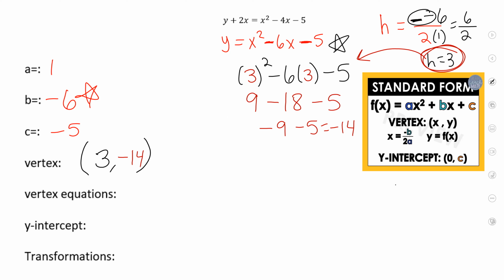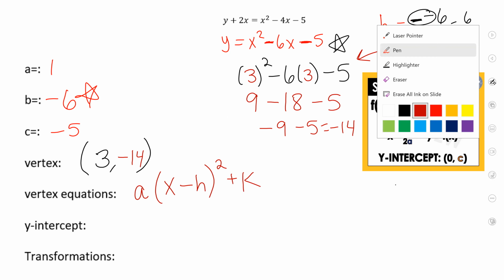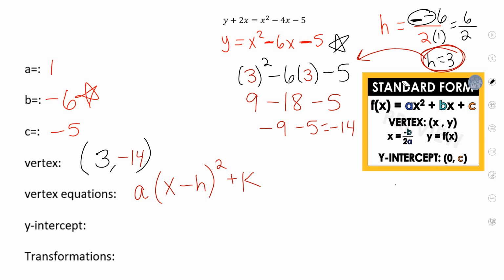Now, the vertex, remember, this is the formula for the vertex equation: a times (x minus h) squared plus k. What was my a value? What did we say in the beginning my a value was? 1. So erase the a. You don't really need to put the 1, but you can put 1.